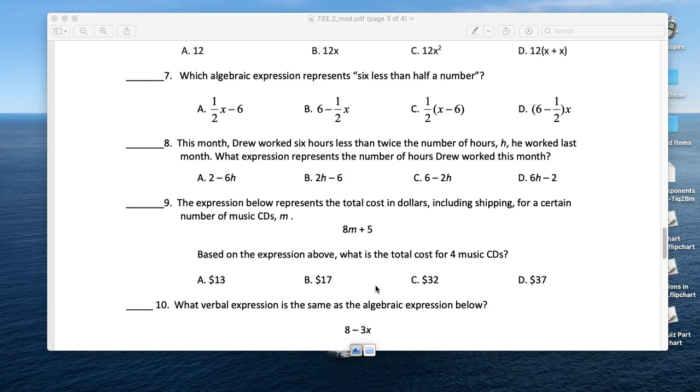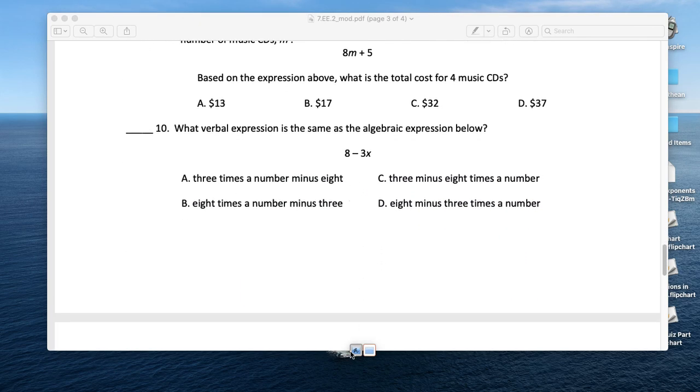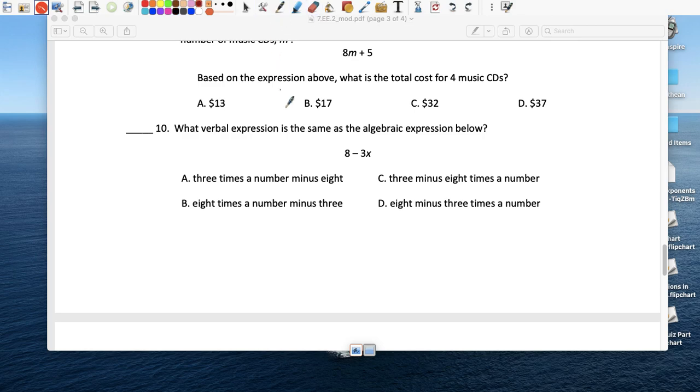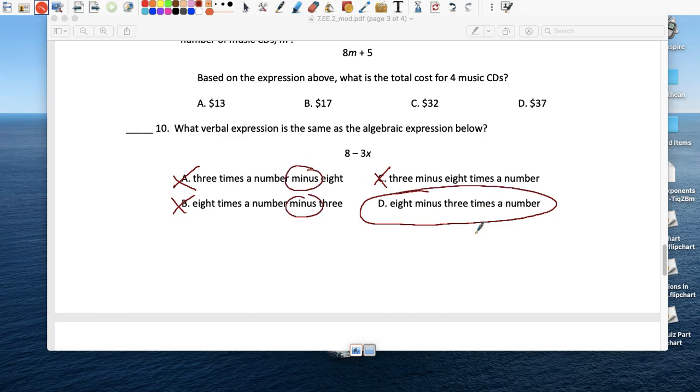What verbal expression is the same? So this would be, let's see, it's a subtraction, right? So 8 times a number minus 3, no. 3 times a number minus 8, no. 3 minus 8 times a number, no. 8 minus 3 times a number, there we go. These are not turnaround words. The minus by itself is not a turnaround one, so this is straight up 8 minus 3 times a number.